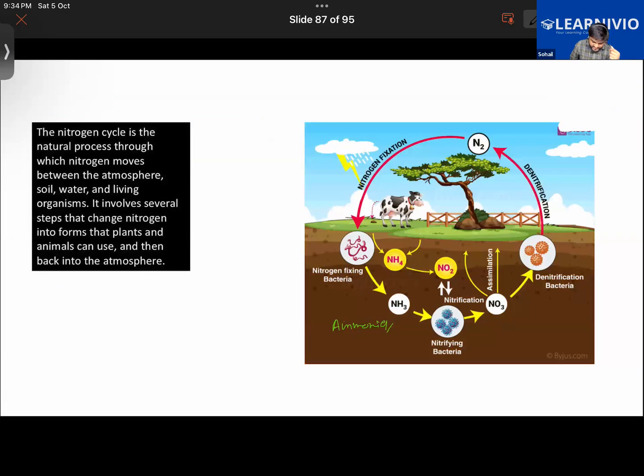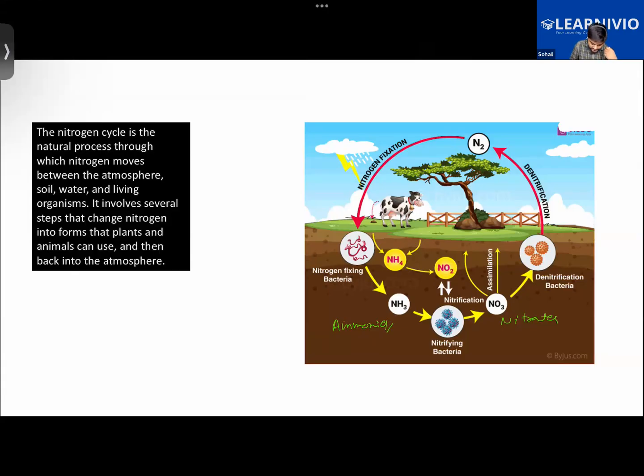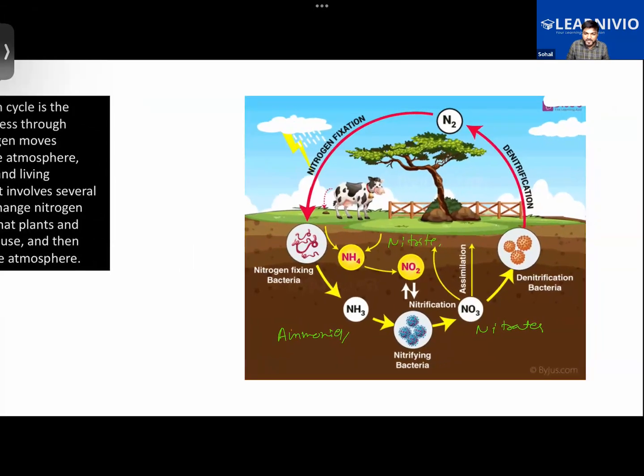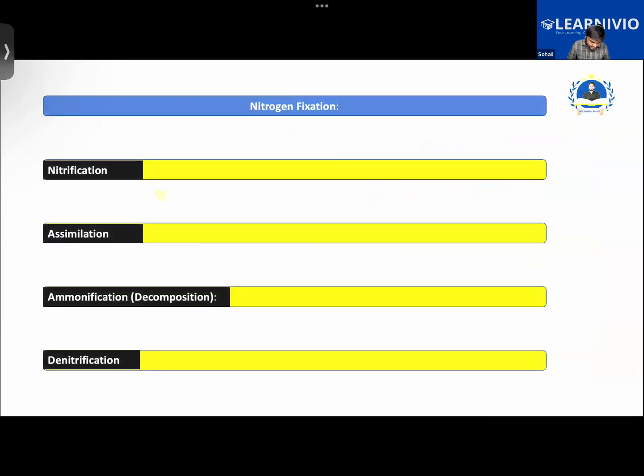By the way, this NO3 that you are seeing here is called nitrate, while NO2 is nitrite. Now, this nitrate will be absorbed by the plant. You will be familiar with the term assimilation. Once the food is digested in the human body, it is absorbed, and the process of absorption of the digested food is called assimilation. A similar term is used here also. So this nitrate is being absorbed by the plant, and that process is called assimilation.